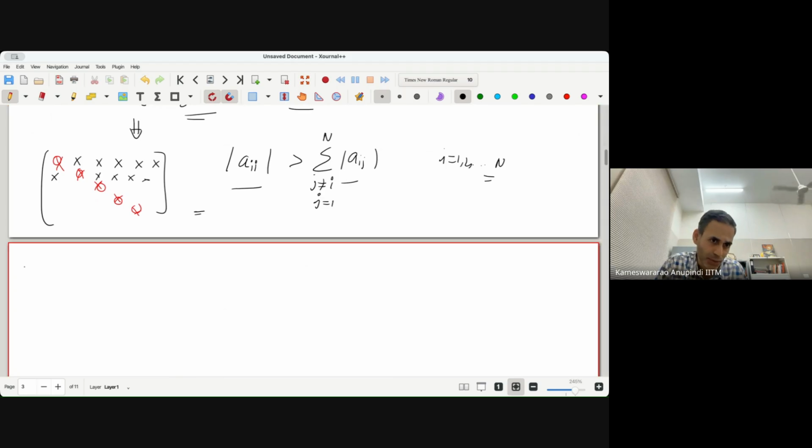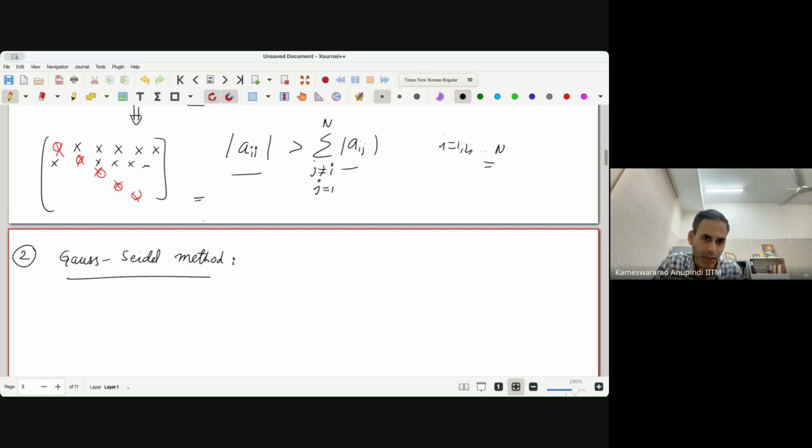Gauss-Seidel method. The second method is the Gauss-Seidel method. Don't be confused: we have seen Gaussian elimination earlier, that is a direct method. The Gauss-Seidel method is an iterative method. So this is different.